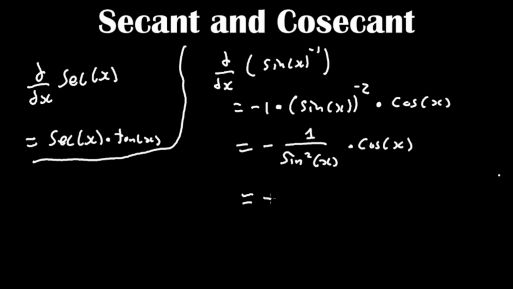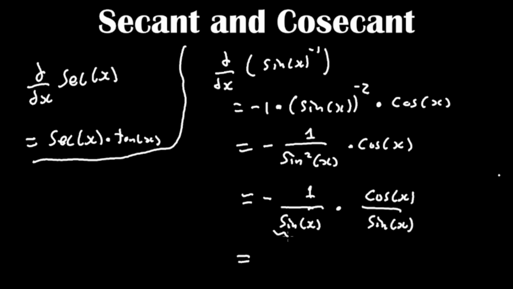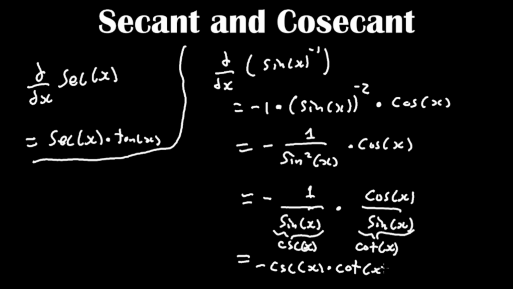So again, we're going to split this up. So this is negative 1 over sine of x times cosine of x over sine of x. So this is cosecant of x. This is cotangent of x. So all in all, our derivative is minus cosecant of x times cotangent of x.